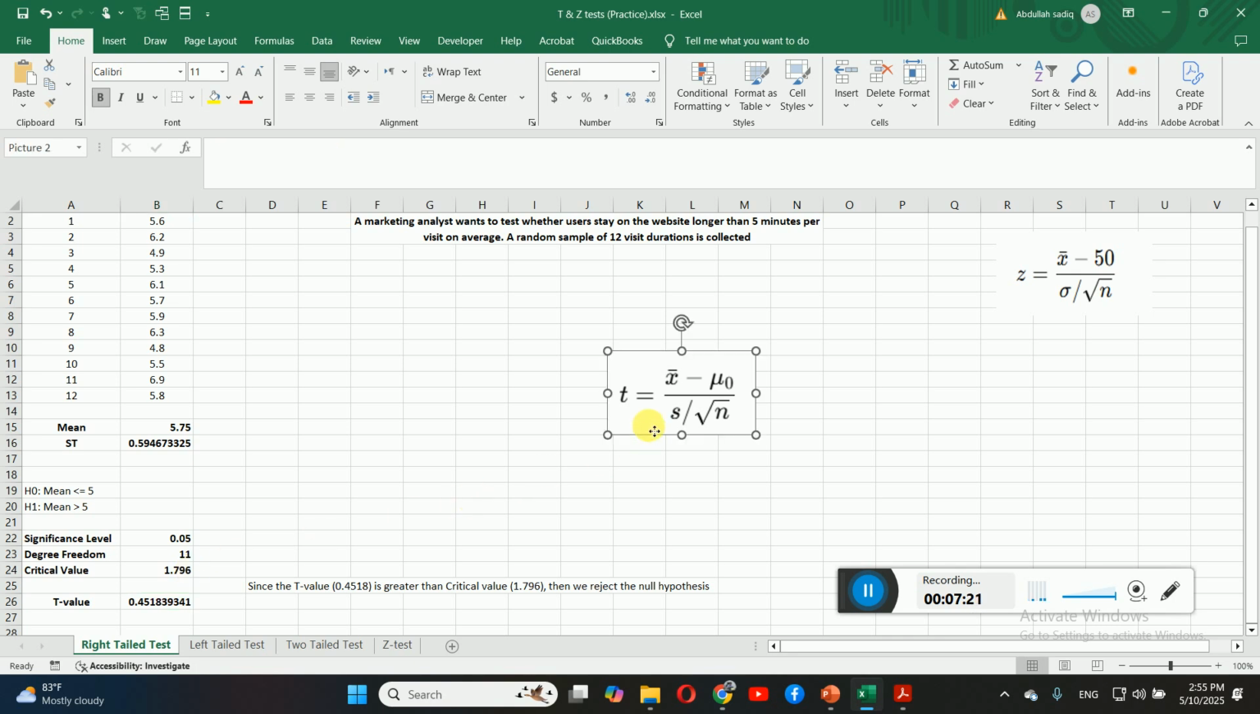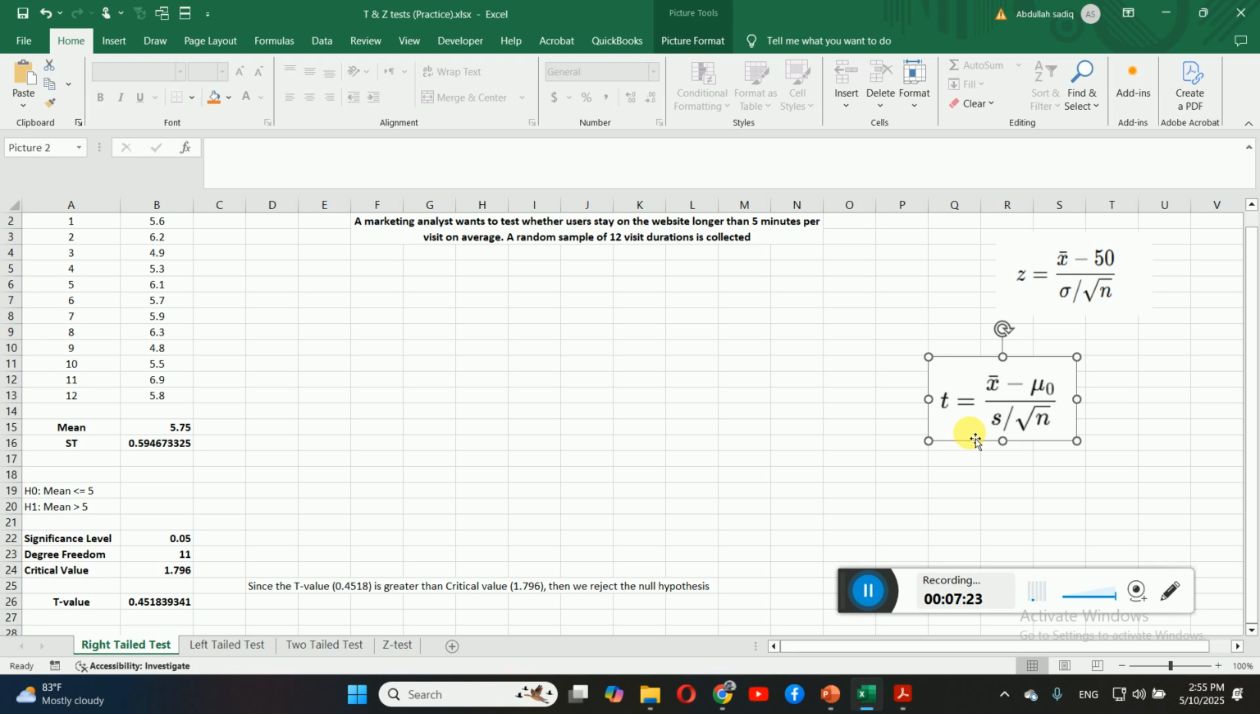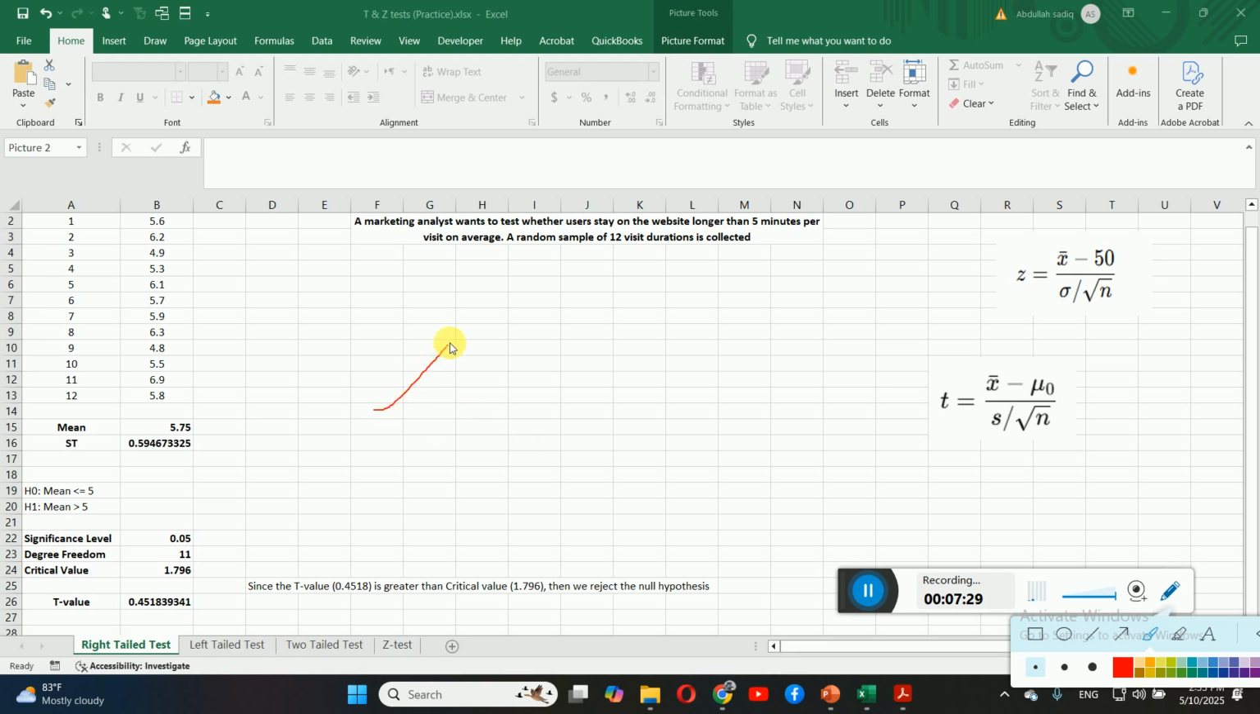What's the concept and idea behind this? Practically, I'm just showing this through a graph. Look, dear students, for example, this is our normal distribution t. This is the central value, you can say the mean value. In our example, this is 0, or the value of 5 here, the hypothesized mean.